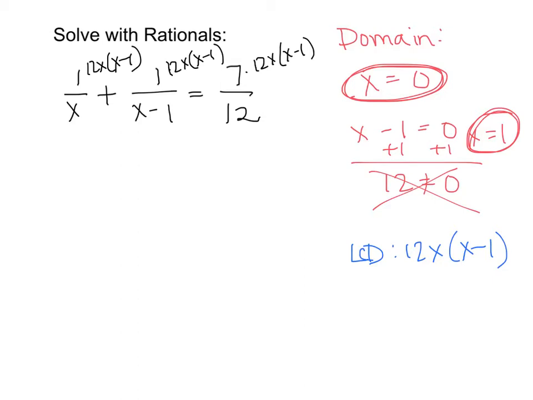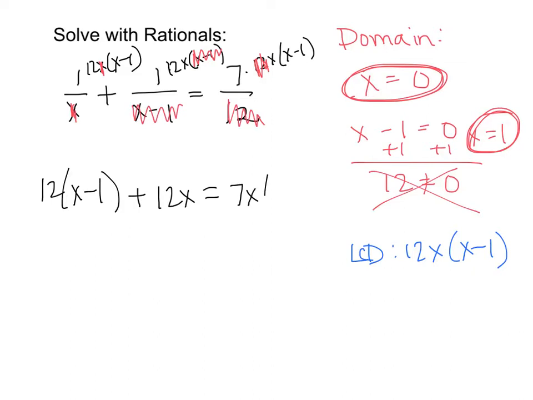So what's going to happen, for example here, is these x's are going to cancel, leaving you with 1 times 12(x minus 1). What's going to happen in your second fraction is this x minus 1 as a whole is going to cancel, leaving you 1 times 12x, or 12x. And what's going to happen right here is the 12s are going to cancel, leaving you 7 times x times (x minus 1), or 7x(x minus 1). And you're going to be left with this.